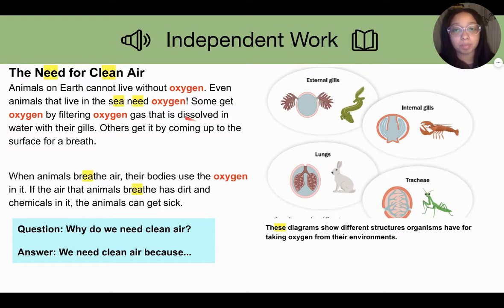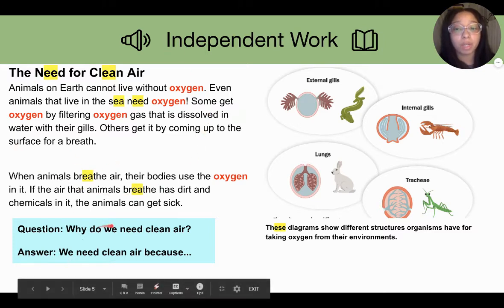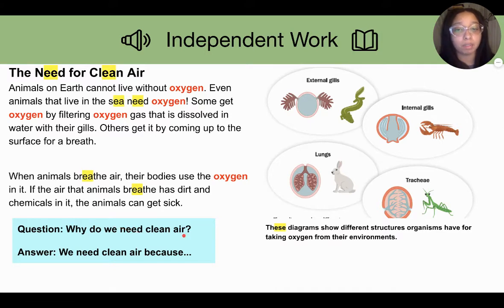Now let's read. I will read first and you will follow along with me. After I read, you will read quietly to yourself. Then you will answer the question at the bottom of this slide. Remember to use the text features to help you to read and to use evidence from the text as you answer your question.